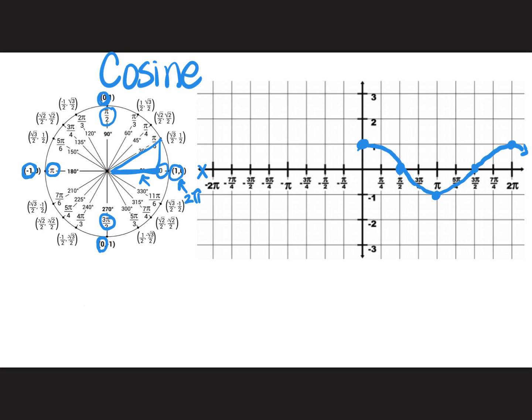And I could do the same thing on the left. If I go to negative pi over 2, I'm traveling this way. I'm back at 0. If I went to negative pi, I'd be at -1. I could do the same thing. -3 pi over 2 would bring me up to the top. Cosine is 0, and then a full circle, we're back at 1. So there's your negative side. So there's our cosine function.